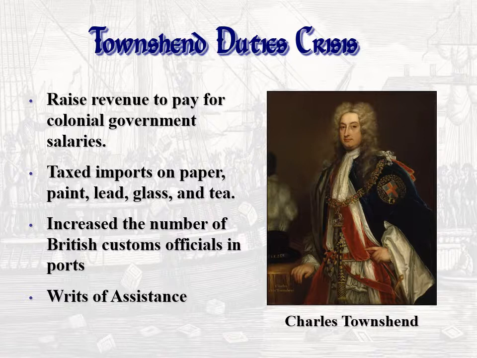But what writs of assistance were, these were official documents that gave customs officials, the people doing the searching, almost unlimited power to search colonial property, okay, and ship cargo, all right? And the colonists didn't like this very much because, of course, they felt like this was an abuse of power. They felt like this infringed upon their right to privacy.